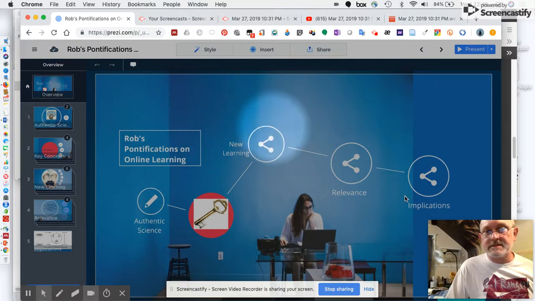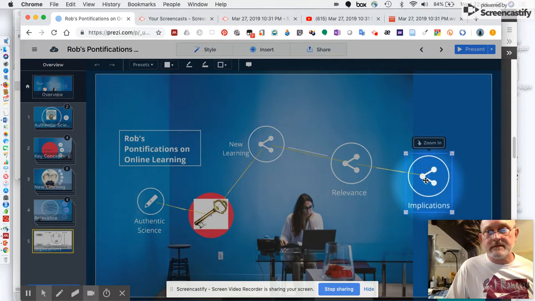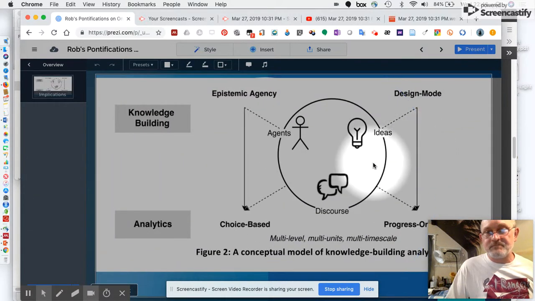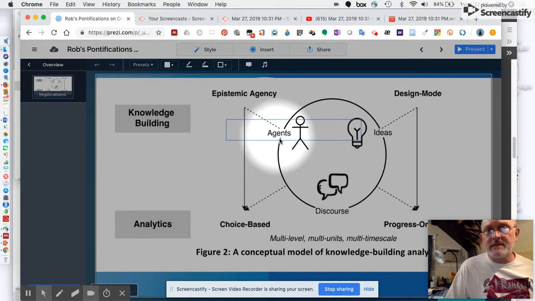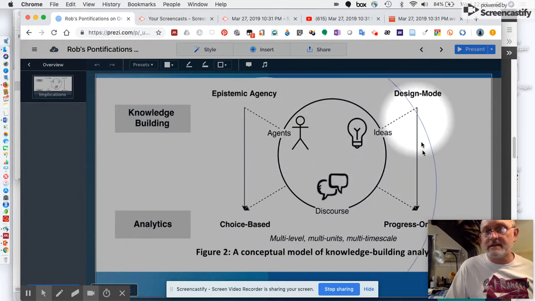The final component, the implications for me. I've got a whole new conceptual model of teaching, which actually relates to my own research in science voice development, where students can't be treated as objects, but they need to be agents, and very powerful agents of their own learning. Design mode is the basis of how they should be learning through discourse communities. Then analytics have to be choice-based, measuring this agency, and progress-oriented to measure the design mode, the progress that the students are making.